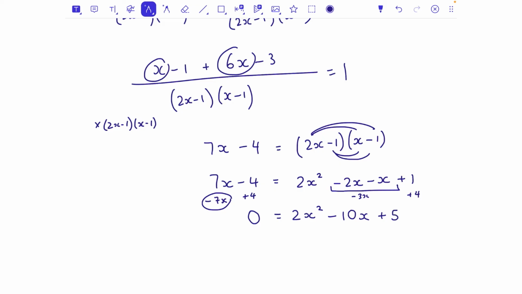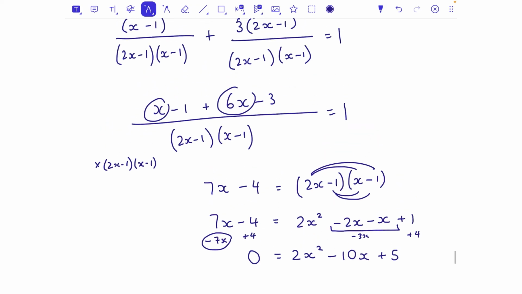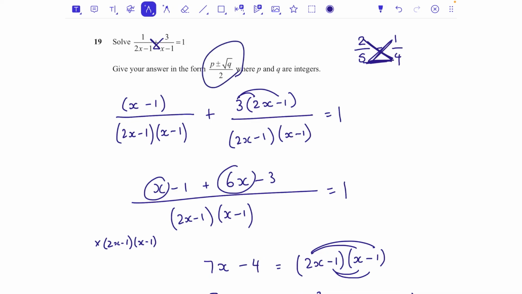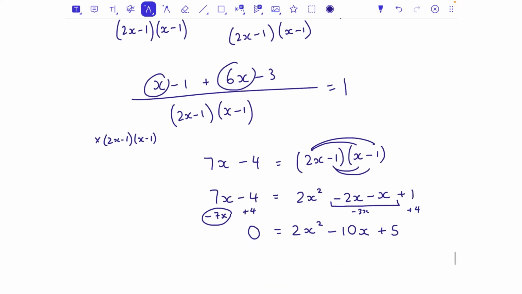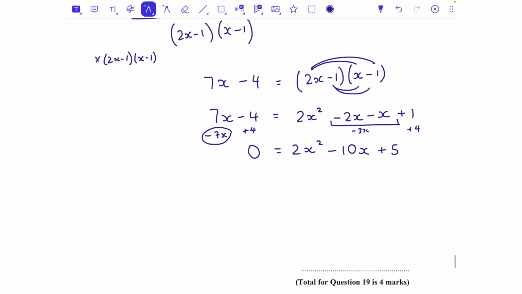Now, this is not going to factorise, and I know that this is not going to factorise because I'm asked to give my answer in this format, and if it factorised, I would not get a third. So this is making me think I'm going to use the quadratic formula, minus b plus or minus the square root of b squared minus 4ac all over 2a. Now this is a non-calculator paper, so that's why we're asked to leave it in this format. A is 2, b is minus 10, and c is 5.